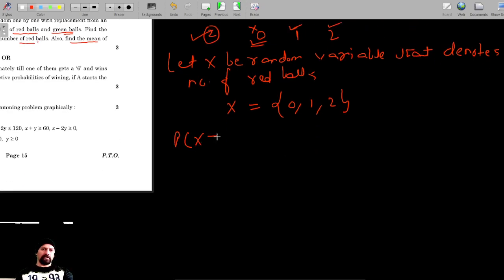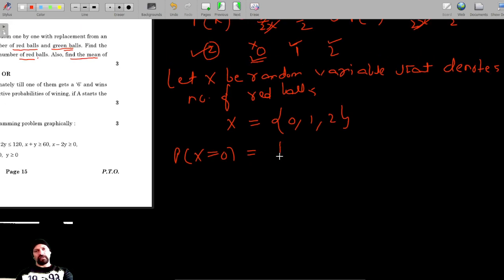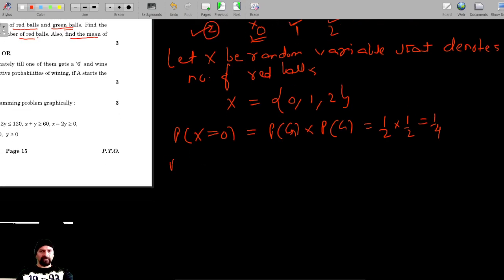Now let's get the probability that none of them is red. That means the first ball is green and also the second ball is green. The probability of green is half into half, which is 1 by 4. So the probability that none of the balls is red is 1 by 4.